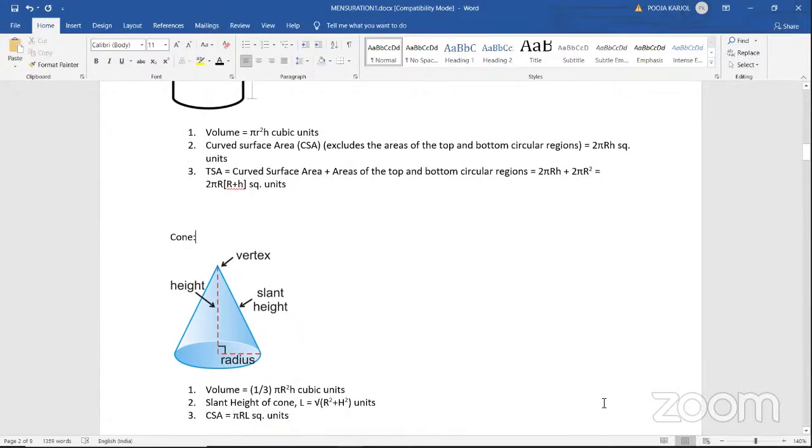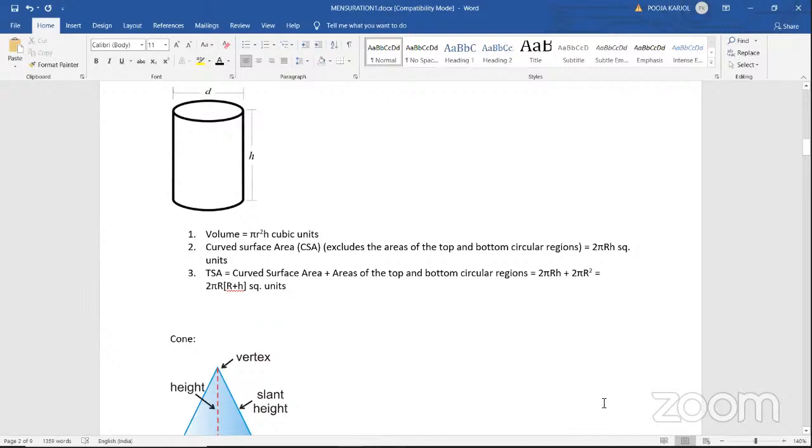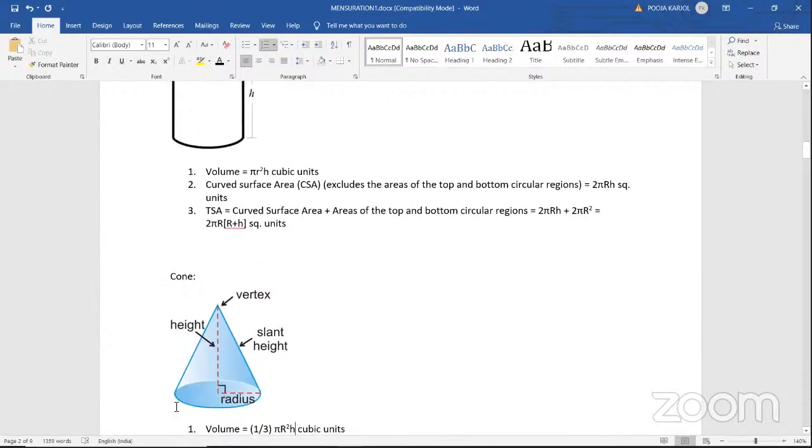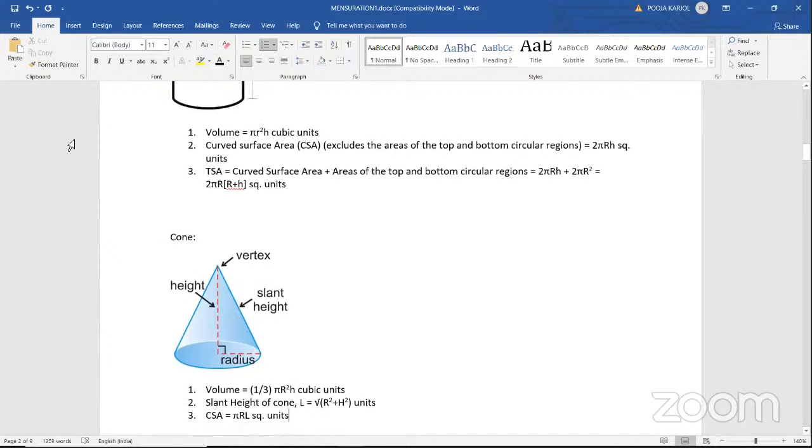Cone. When you take a cone of the same radius, it is said that the volume of the cone is 1/3 of that of the cylinder. That's why its volume is 1 by 3 pi r square h. It's pi r square, 1 by 3 pi r square h. Okay, slant height. Here there is a slant height, which is denoted by L, is equal to square root of r square plus h square. Okay. CSA, curved surface area, is pi r into L. Okay.